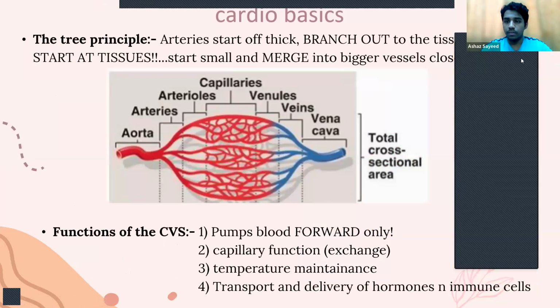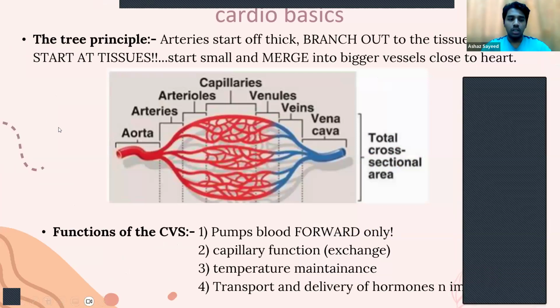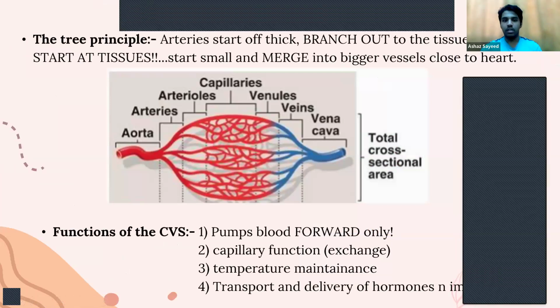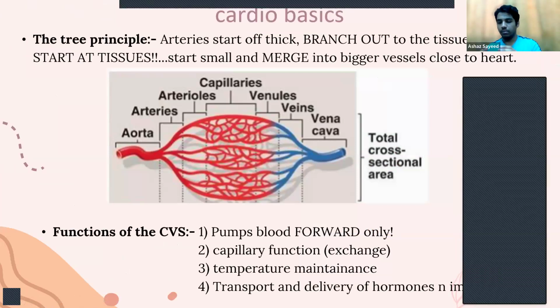Now let's talk about the tree principle. From the heart, you start off with a huge artery called the aorta. It's the biggest artery. The aorta starts off thick and less in number. Then it branches off and becomes thinner while it branches. So arteries are thinner and more in number. Then these arteries branch out into arterioles. Arterioles are even greater in number, but in thickness they are much smaller.